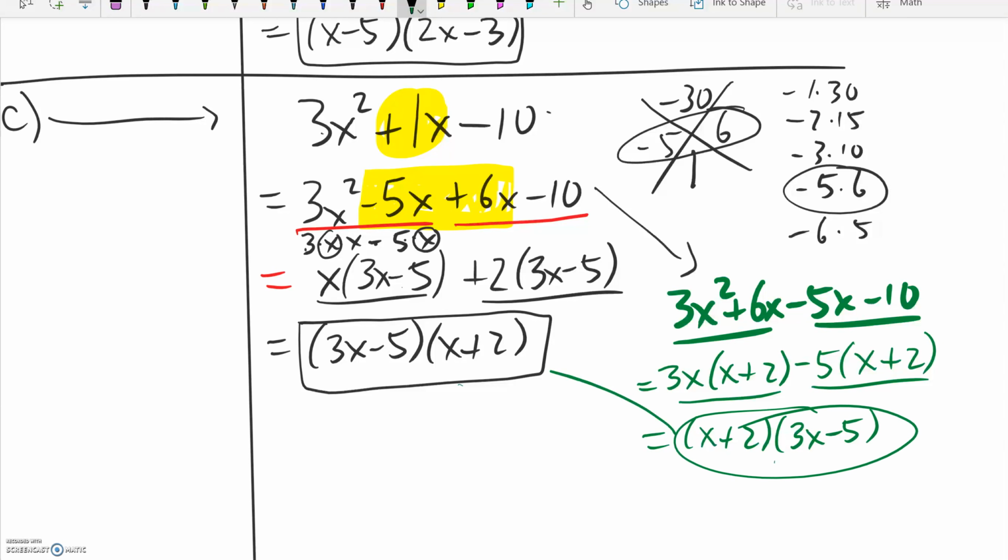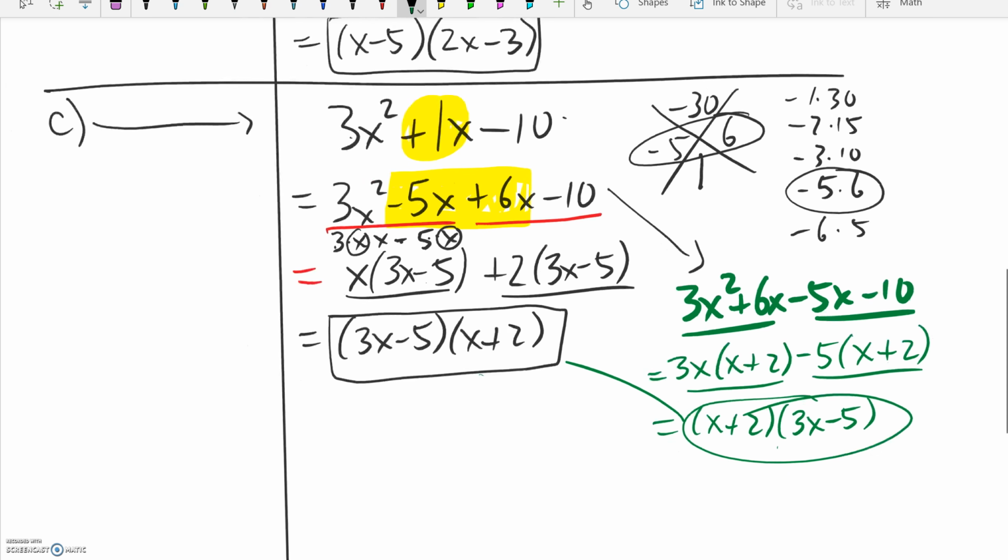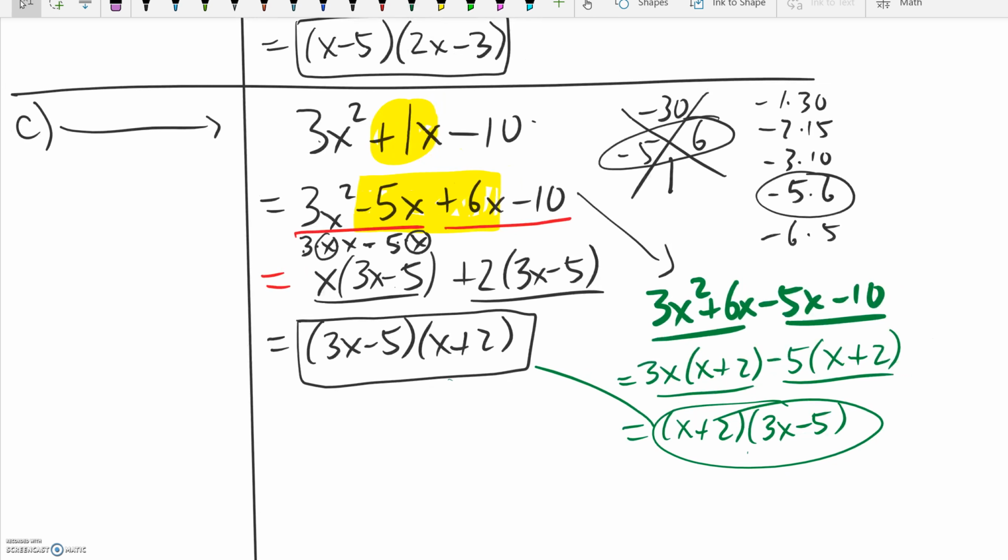And again, we've talked about this for a few days now. The order does not matter, as long as 3x minus 5 is in there and an x plus 2 is in there. All right, I think that's probably about it. There is a part D there if you want to try that out. You don't have to, but this should help you get through your homework.